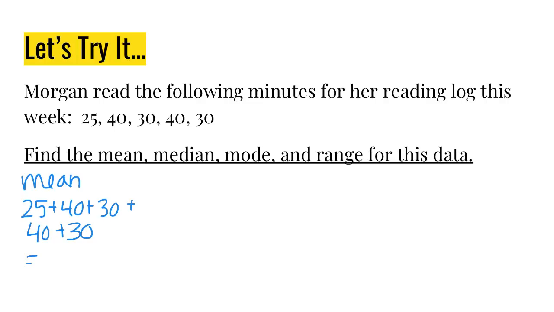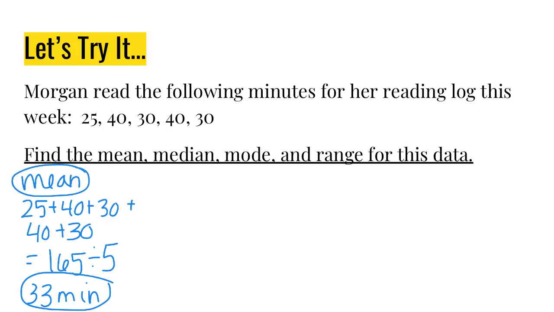So I started with the mean. I'm going to add my numbers together, and when I add 25, 40, 30, 40, and 30, I get 165. We're going to divide that evenly among the 5 days. And it looks like Morgan read an average of 33 minutes per day. That is the mean.